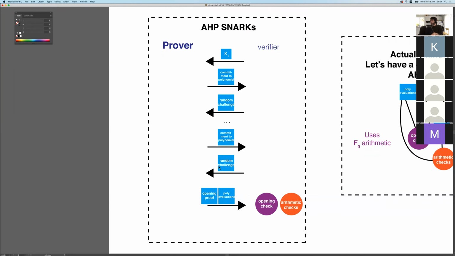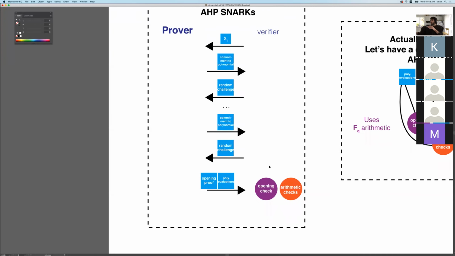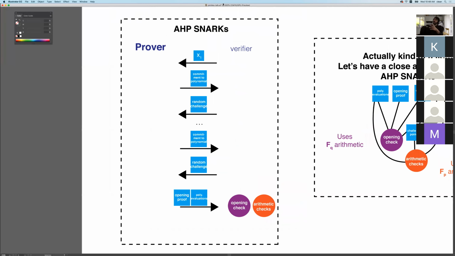Then finally, the verifier says, open these polynomials at these points, and they'll give some random points to open all the polynomials at. The prover will produce a proof of the opening of the evaluations of all those polynomials at the given point. The verifier will perform some check on this opening proof, and they'll compute some arithmetic equations on the actual evaluations themselves. That's the shape of an AHP SNARK. Oh, and sorry, the way that you get a SNARK out of this is you use Fiat-Shamir to replace the random challenges with calls to a random oracle.